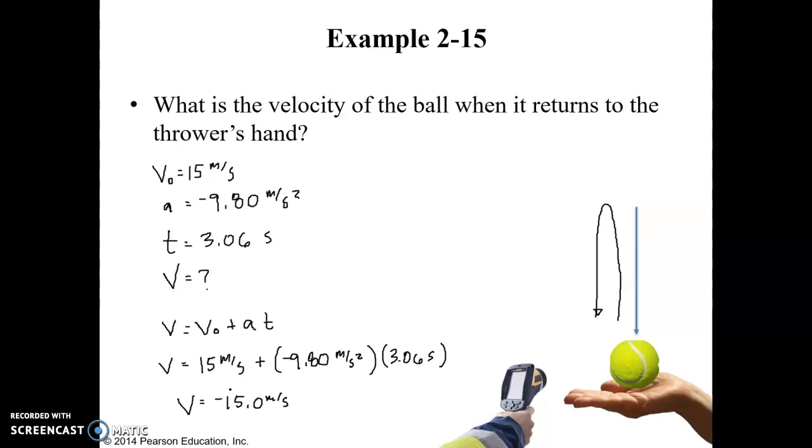So it works out. We proved our hypothesis using this equation that if we toss a ball up in the air at a given velocity, by the time it comes back down to our hand, it will have the same velocity, just in a different direction, negative 15.